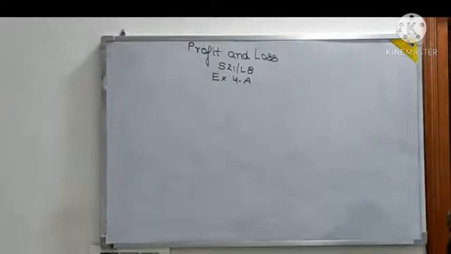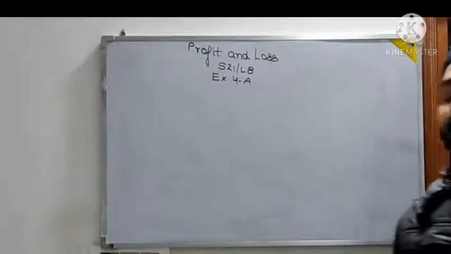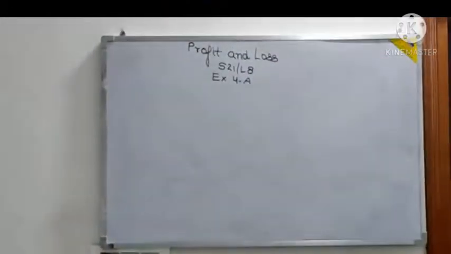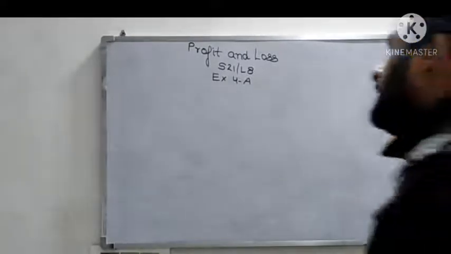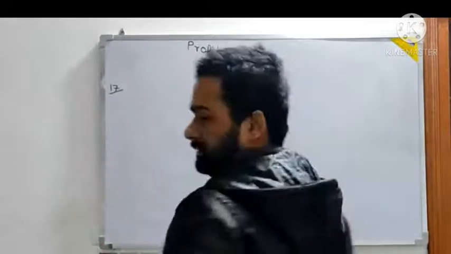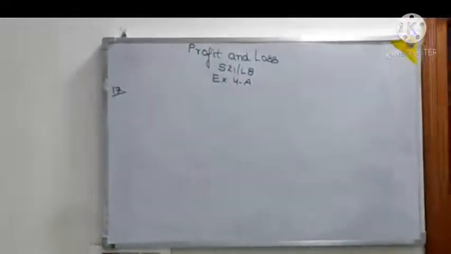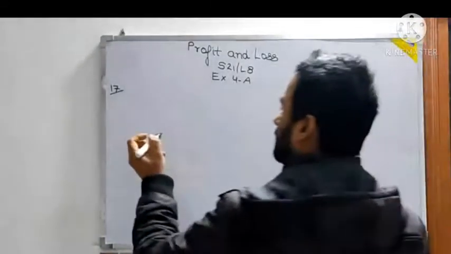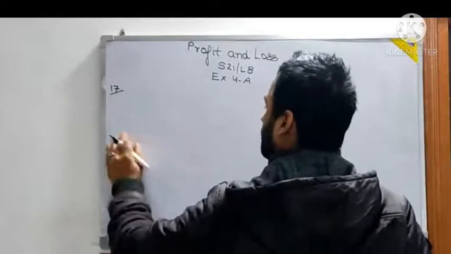The 17th is a different type of question and a very good one. It can be a question of 5 marks. A lot of things are to be visualized here, and I will tell you that. In the 17th question, someone is selling something: A is selling to B, and B is selling to C.